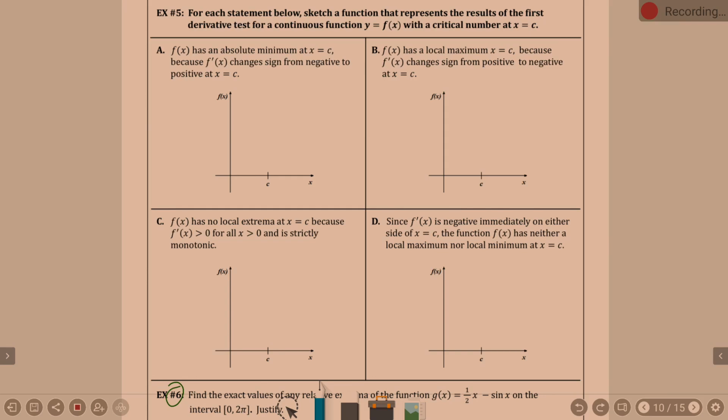Okay, example 5. For each statement below, sketch a function that represents the results of the first derivative test for a continuous function y equals f of x with a critical number at x equals c. So, we get to get creative here. Obviously, there's not just one option here. So on A, we need to sketch a function that has an absolute minimum at x equals c, because f prime of x changes sign from negative to positive at x equals c.